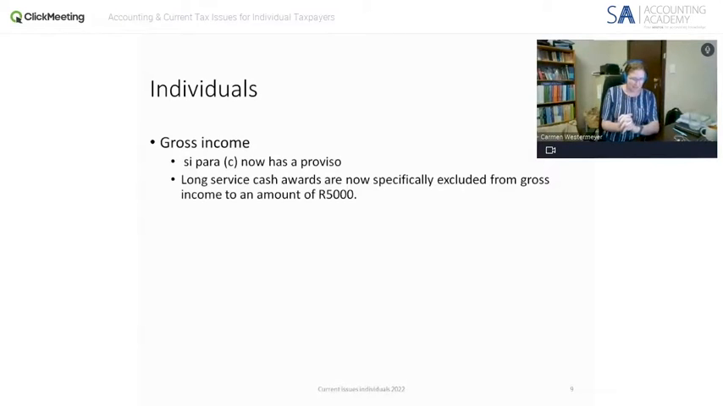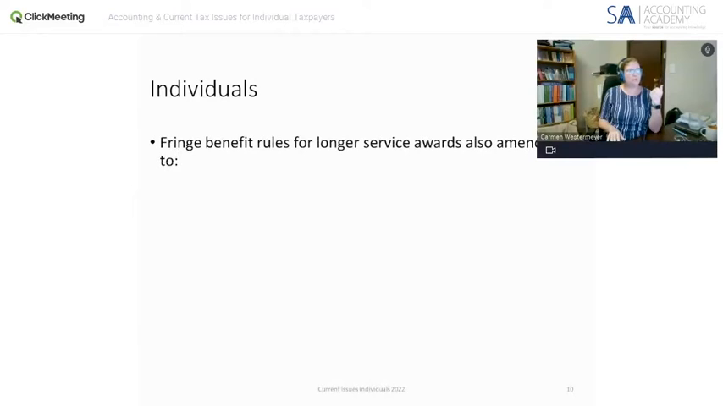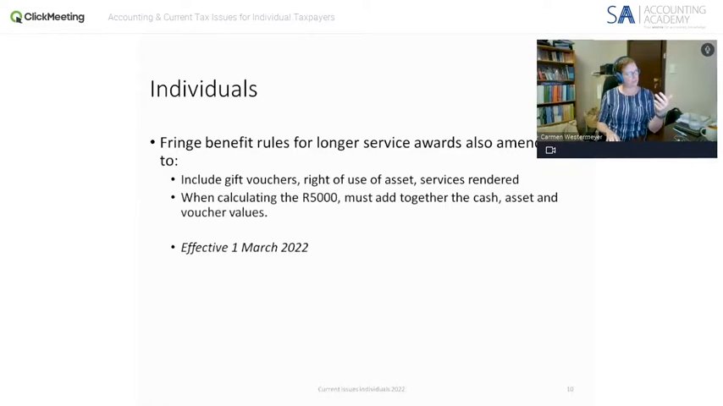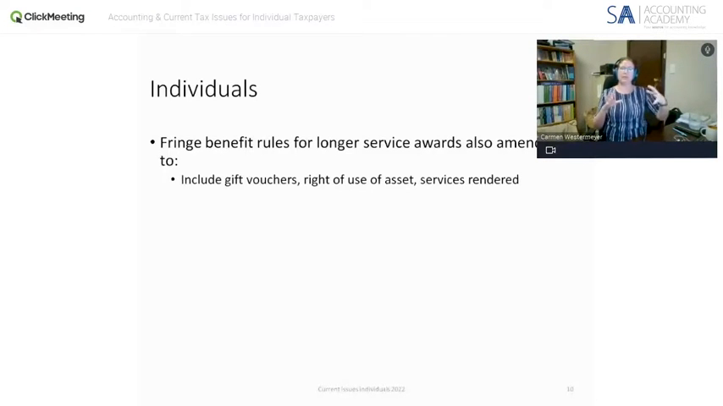they've changed is that they've now gone and looked at all the provisions which deal with fringe benefits, allowances, or remuneration-based inclusions. And they've gone and added in, so in terms of special inclusion para C, in terms of the fringe benefit rules, it's now no longer just in the granting of an asset, it's now included under gift vouchers, your right of use assets, payments for services rendered. Then effectively you can take all of those and make them naught.